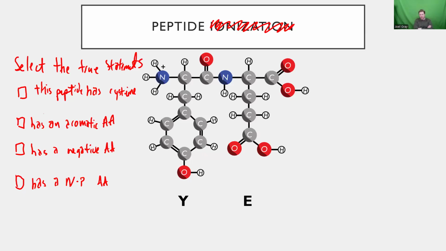This would be a good example of a multiple select question. I give you a dipeptide because we got 2 amino acids, 1 peptide bond. This peptide has cysteine. True or false? Pretty false. Okay. Has an aromatic amino acid. Okay, well, that's kind of tricky. Chris, you're going with true. I like it. You're absolutely right.